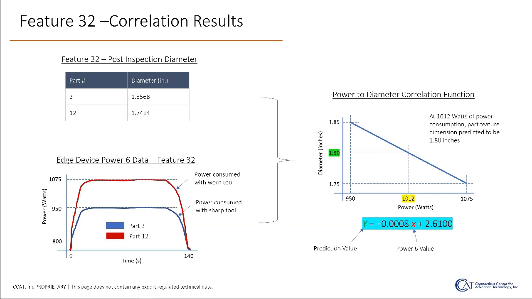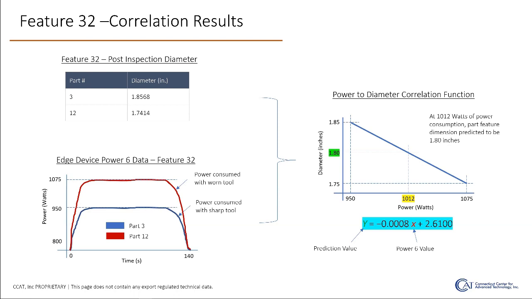Now, the importance of this is making the correlation between the measured value and the data that we're getting off the machine in real time. So what you're seeing on the right is a very simple example of a model that we can use. Here we're just taking 2 points. We know that at a power consumption of 950 watts, we're at a diameter of 1.85 inches. And at a power consumption of 1075, we're at 1.75 inches.